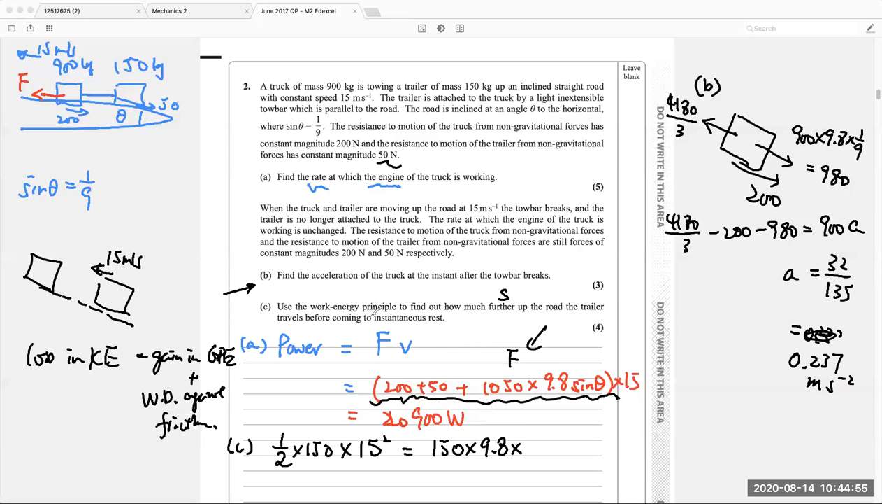For GPE, mgh, h is an increase in the height. So this is length S, this is theta. So it should be S sine theta, plus the work done against friction. For work done against friction, it's just the friction times the displacement. Okay. I think you can find that the answer should be around 79.1 meters.